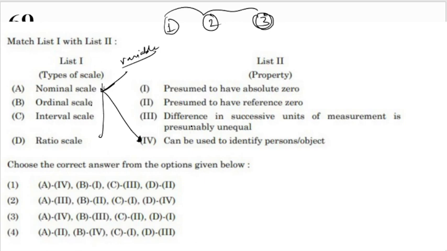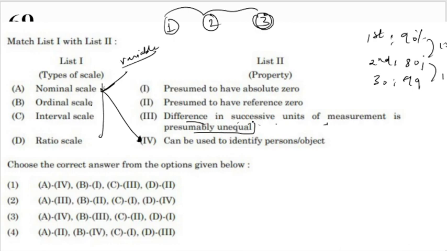So there will be difference in the successive units. For example, the person who is first has 90%, then the person who is second has 80, third has 79. So 10 and 1. There would be successive units of measurement, but they are presumably unequal. Okay. Then interval scale.